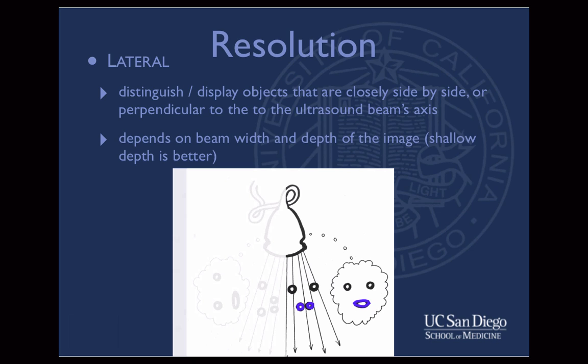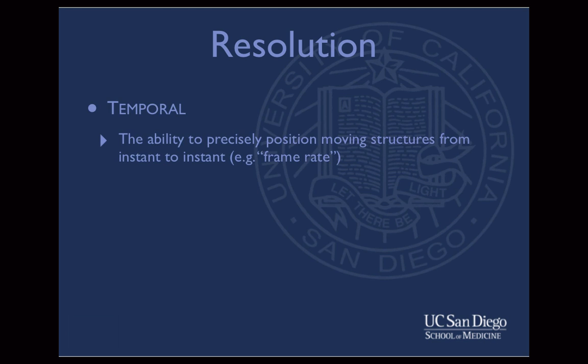If the beam width is too wide, the machine will not be able to distinguish between the 2 structures as shown. Wider beams typically diverge further in the far field, and any ultrasound beam diverges at greater depth. Therefore, lateral resolution is best at shallow depths and worse with deeper imaging. Temporal resolution is the ability to precisely position moving structures from instant to instant.